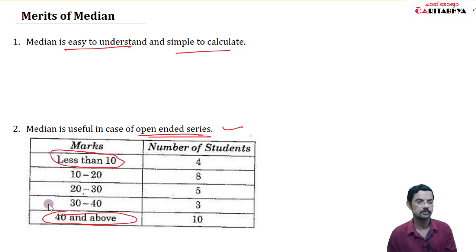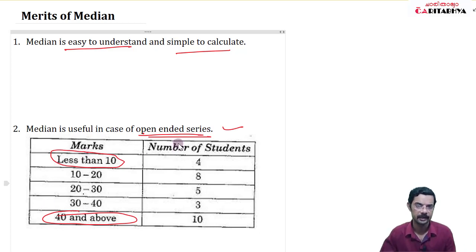In some situations we may have the left side unbounded and the right side bounded, or either way. In this example we have taken both unbounded. So in case of open-ended series, the median will be useful. Median will be useful to find the measure of central tendency in case of open-ended series.